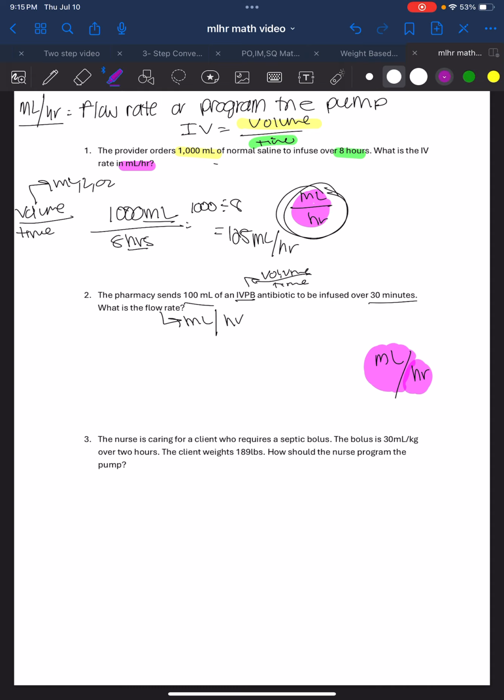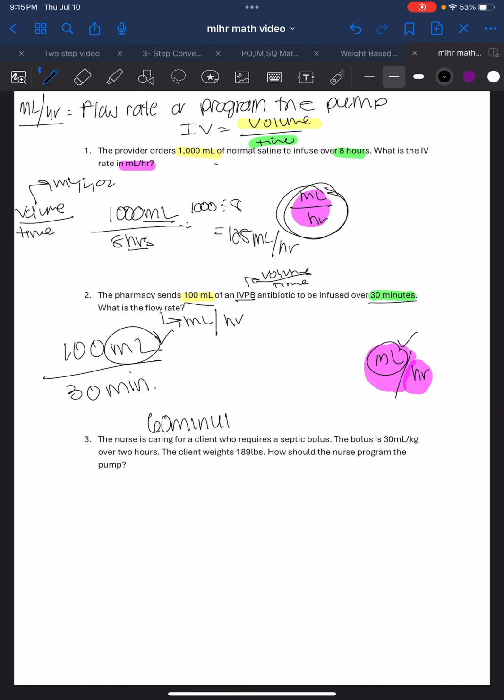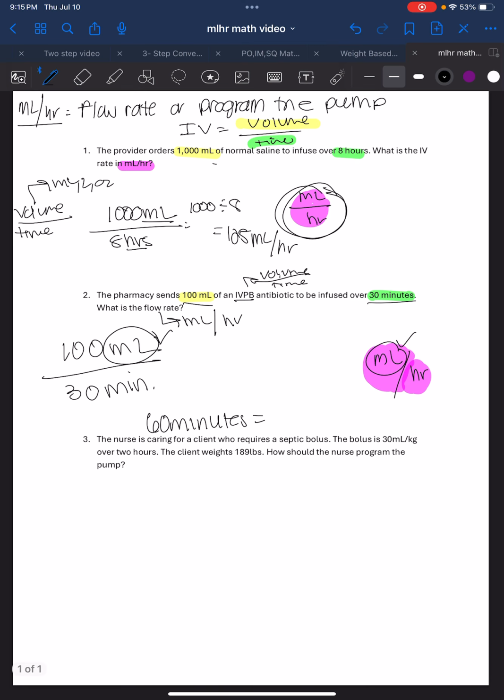So we highlight our volume, which is 100 mLs, and our time, which is 30 minutes. We set up volume over time: 100 mLs over 30 minutes. We have mLs on top, so that checks out. We need to get to hours, and we're in minutes right now. A conversion you should have memorized is 60 minutes equals 1 hour.